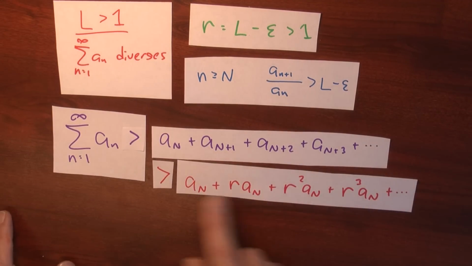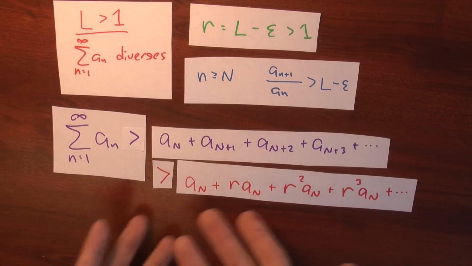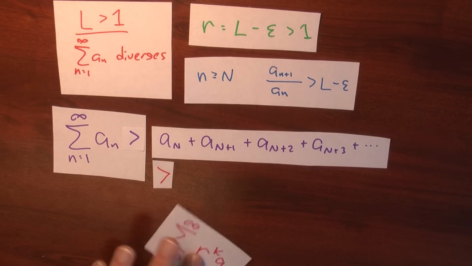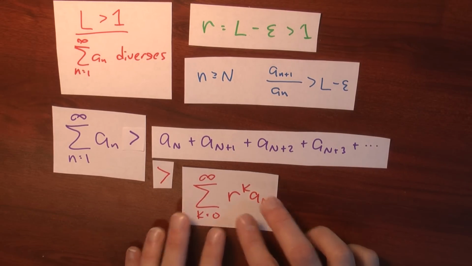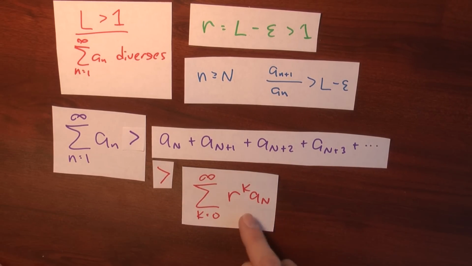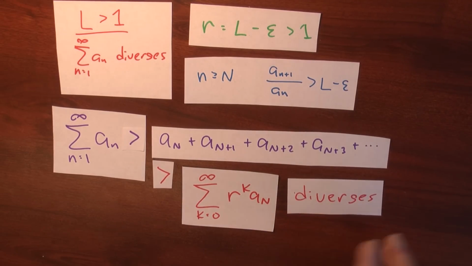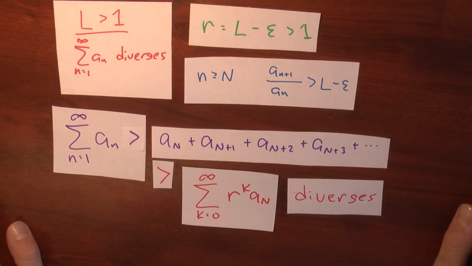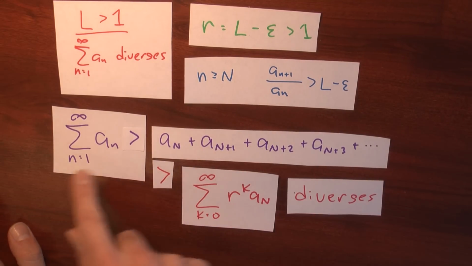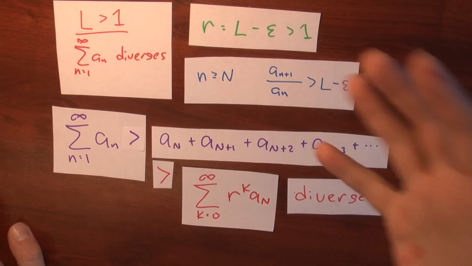But what kind of infinite series is this? Well, this is just a geometric series, right? That's the geometric series, the sum k goes from 0 to infinity of r to the k times a sub big N. And what do I know about that infinite series? That infinite series diverges, right? I can make the partial sums for this as large as I'd like, as long as I go far enough out in the sequence. Well, that means that this series also diverges.